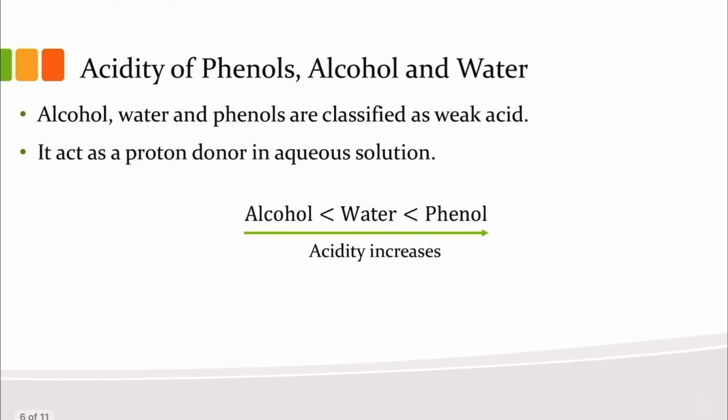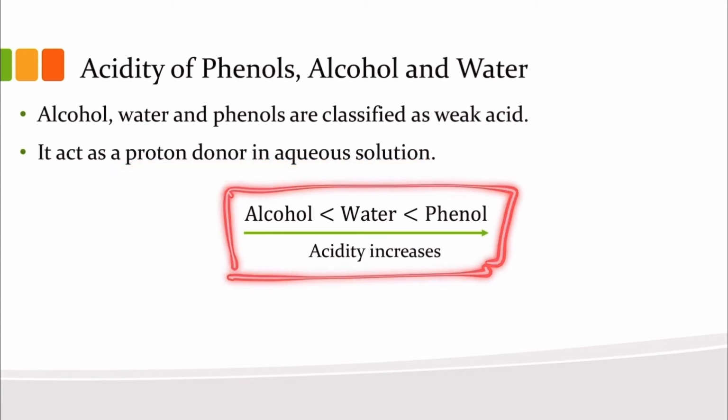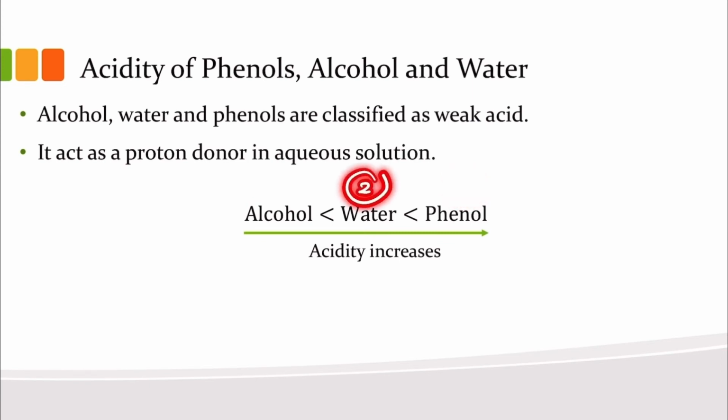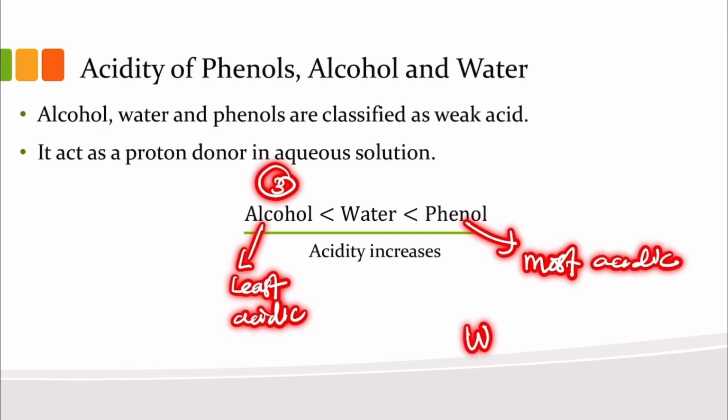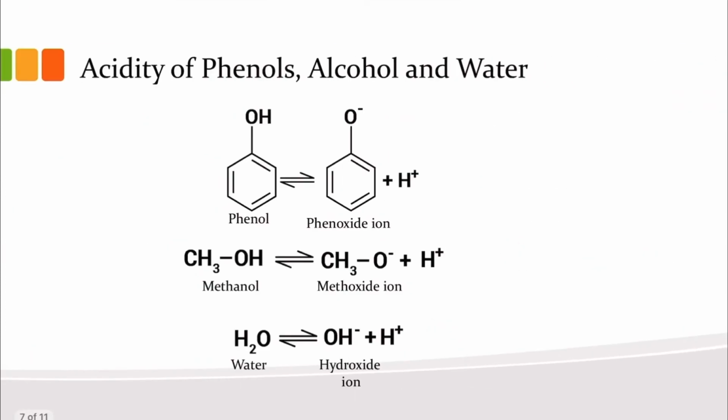Now let's compare the acidity of phenols, alcohol, and water. Alcohol, water, and phenols are classified as weak acids because they act as proton donors in aqueous solution. So alcohol is the least acidic, followed by water, followed by phenol. Phenol is the most acidic when compared to the other two. And the question is why? As I mentioned earlier, when the conjugate base is stable, the acidity also will be increasing.